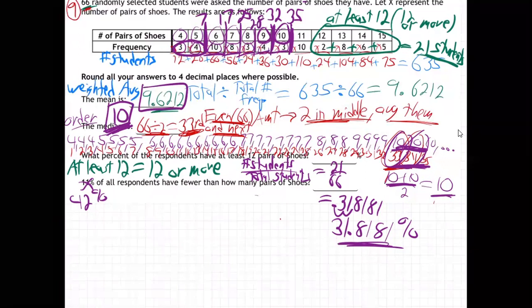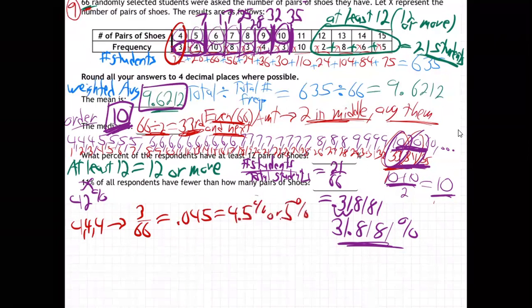Like, what if we just did the first group? What if I just did 4, 4, 4? The first 3 students, right? First 3 students have 4, 4, 4 pair of shoes. That's 3 out of 66 students. If you divide that on your calculator, you get 0.045, move the decimal 2 places, 4.5%, or you can round it, 5% of the students have 4 pair of shoes.